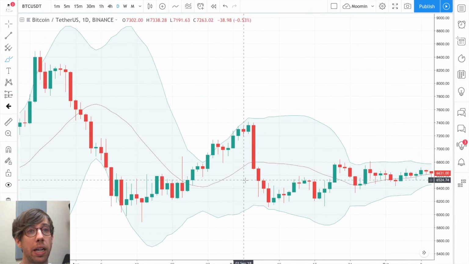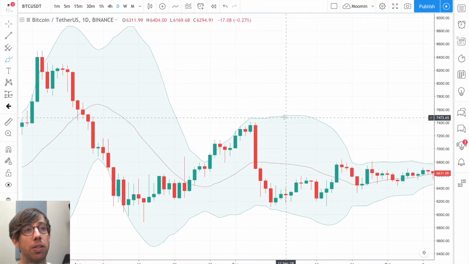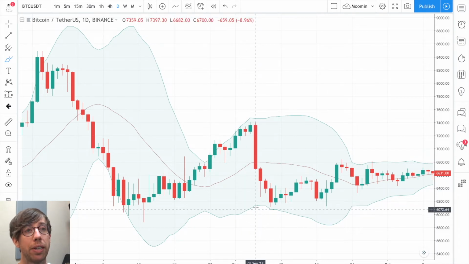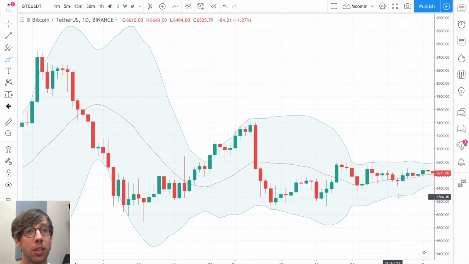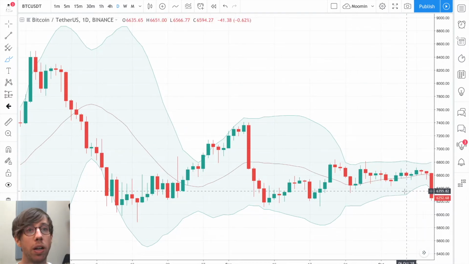Now let's back it up like this. So we see the bands, the upper band and the lower band, they expand and now they're contracting. That means the price is consolidating or it's moving sideways, and it's contracting even more. And then we see a move. We don't know if it's going to be up or down.